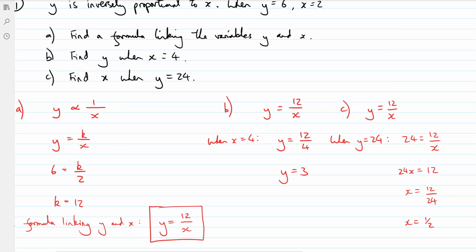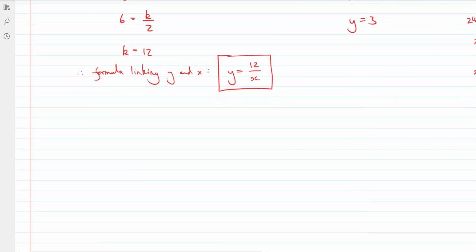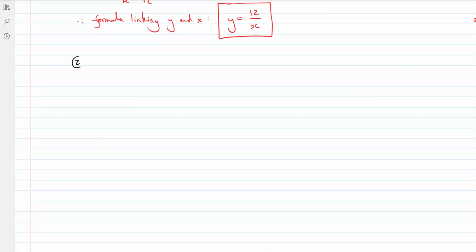Once you've found that k, stick it back into your formula, this one, and you get 12 over x, and then you're going to use this in the rest of the question and sub in your values and rearrange to get your answers. So I'll do one more example in this video, so number 2. So copy this down as you're going along.